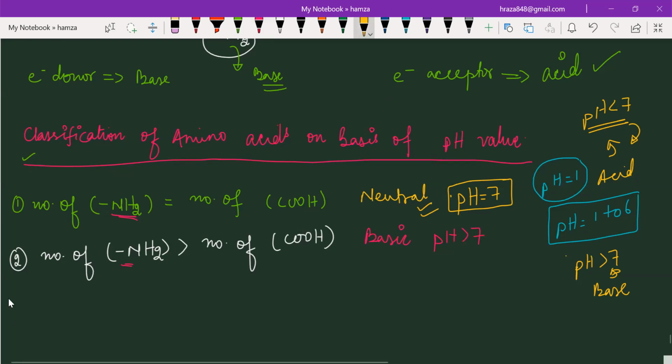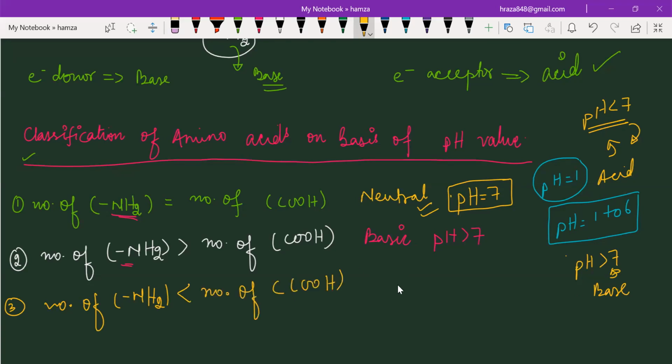And again, if we have number of NH2 group, that means basic group, lesser than number of COOH group, that means acidic group is greater. So what does it mean? Acidic, and the pH will be lesser than 7. Is that clear? Yes, sir. Please write it.